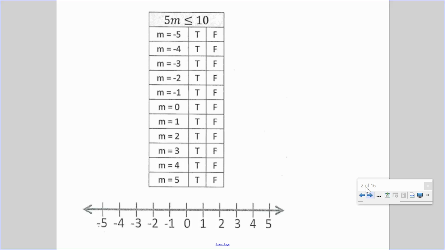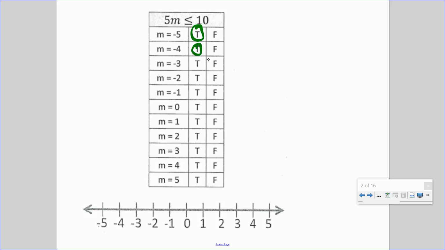So we have our inequality: 5m is less than or equal to 10. I'm going to assign a different number to each student, and you will tell me if your number is true or false. For example, 5 times negative 5 is negative 25. Is that less than or equal to 10? Yes. Negative 5 times negative 4, that's negative 20, less than 10.